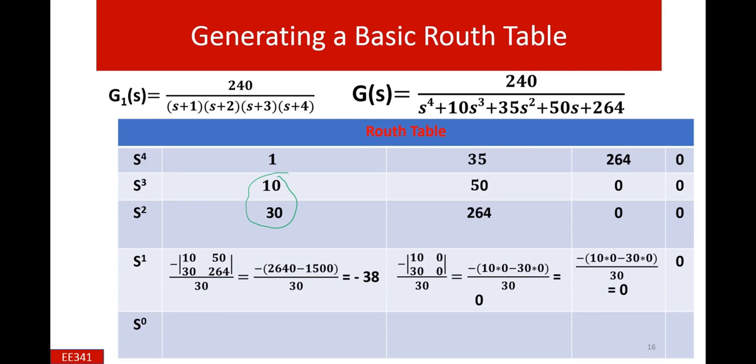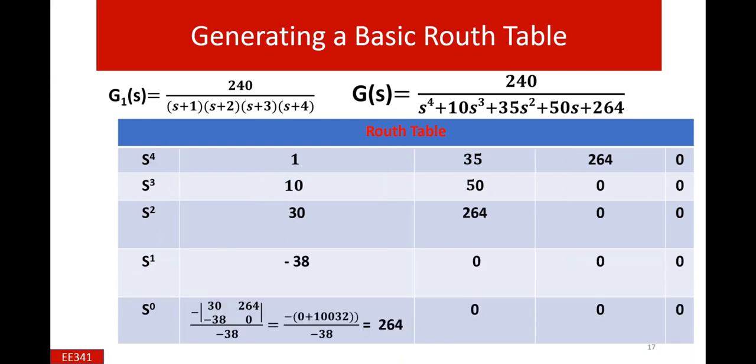Similarly, for the next value, 10 and 30 are in the same column of this matrix, and the adjacent values are again 0. So in this case these are the two 0 values. So after manipulation we find the value 0, and similarly all next values will be 0.